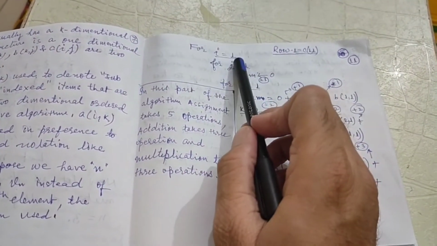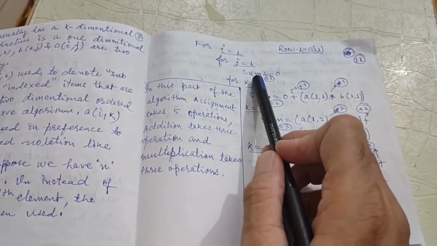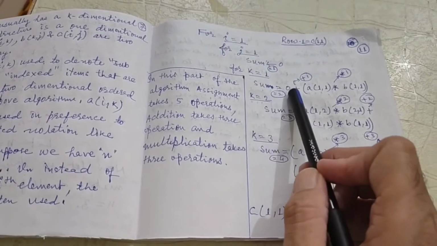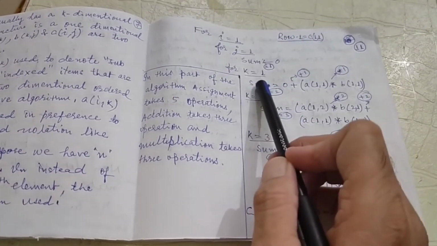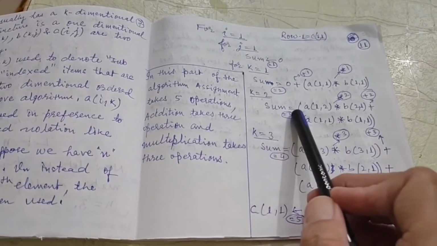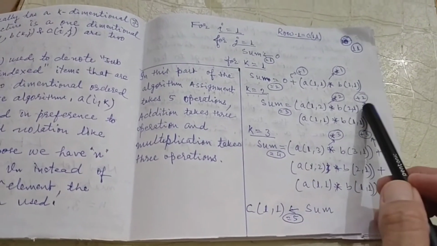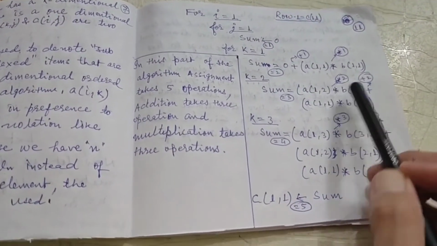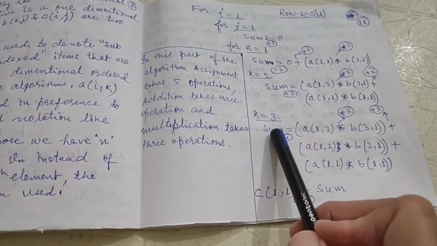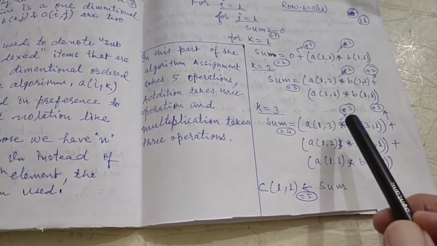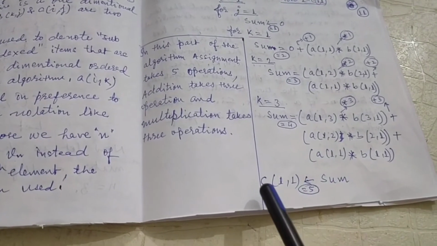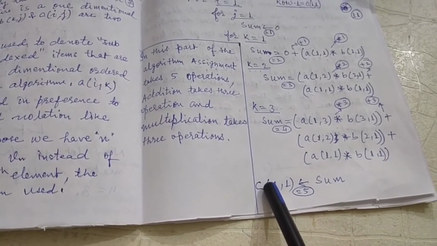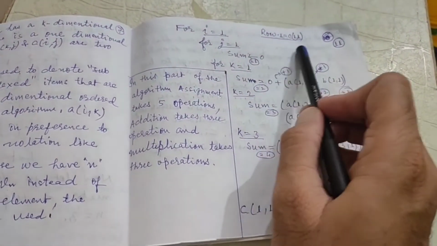For i equal to 1, for j equal to 1, sum is 0, k is 1. First time sum will be 0 plus this. For k equal to 2, sum will be the first one added to the second one. For k equal to 3, sum is the first one, second one and third one. So I get C11, and sum will be stored in C11. So this is row 1.